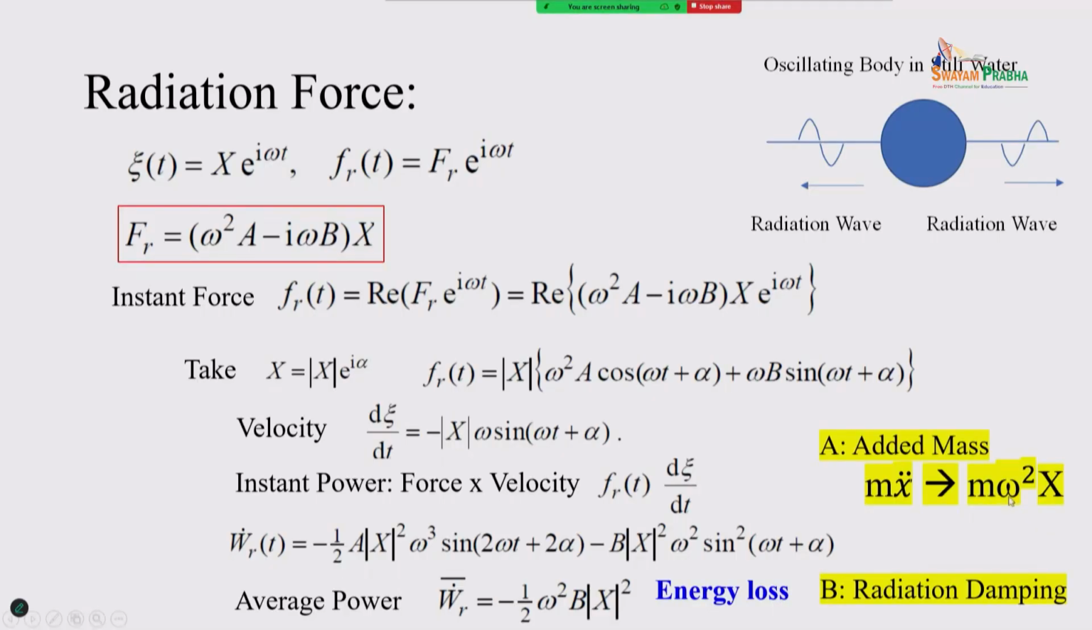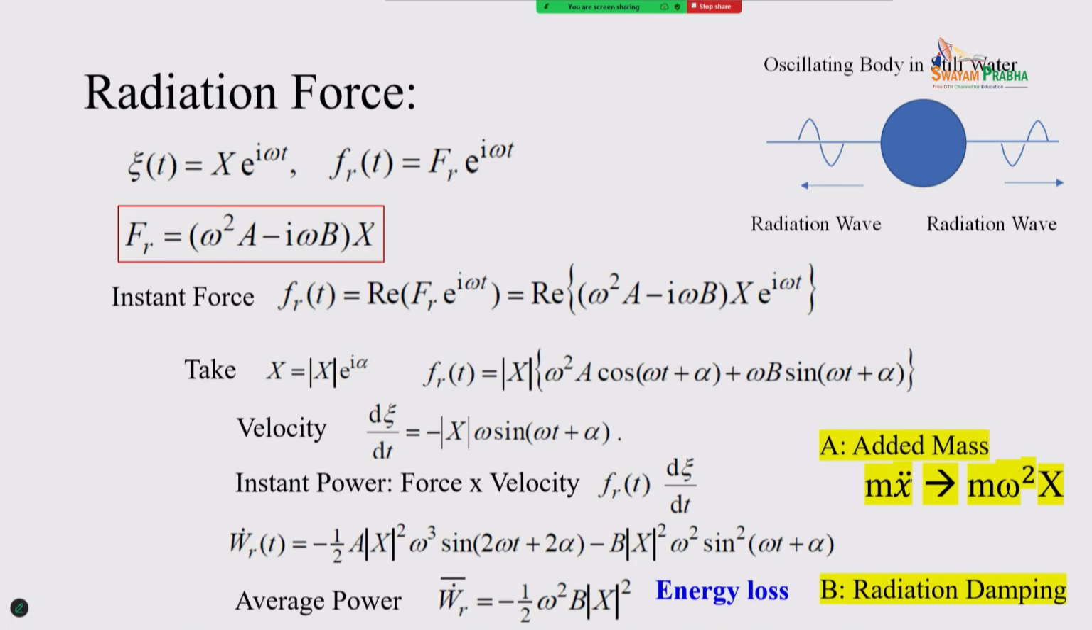Why is it added mass? You have physical mass, and in the time domain you have m omega square x; actually there is a negative sign, I didn't put it here. You compare this: A omega square x is like m omega square x. You will find A has the unit of mass, and B has the unit of damping.